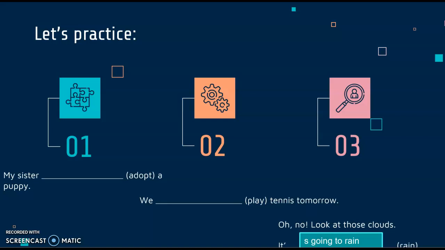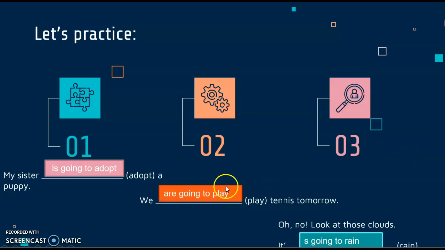Now, let's practice. We have some sentences here. There's one that is already done for you. Oh no! Look at those clouds. It's going to rain. Let's see number one. My sister adopt a puppy. How would you complete that sentence? That's right. My sister is going to adopt a puppy. Let's take a look at number two. We play tennis tomorrow. We are going to play tennis tomorrow.